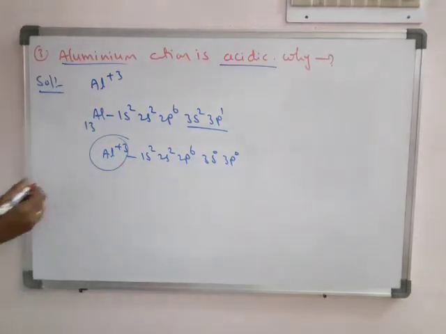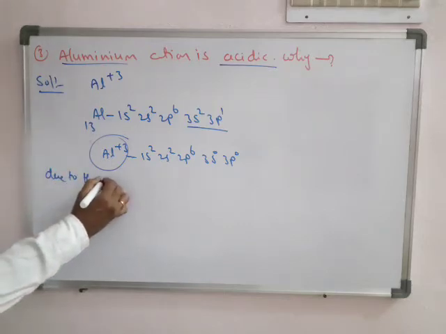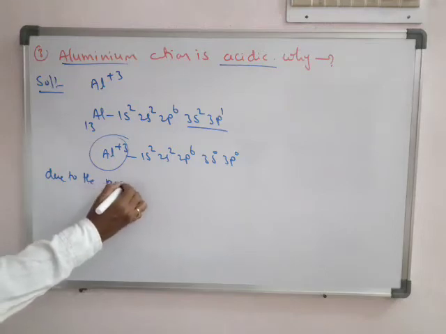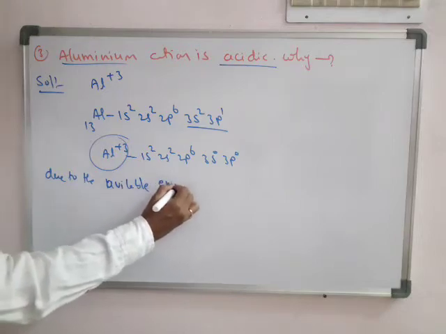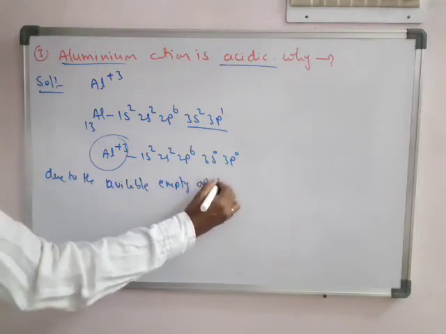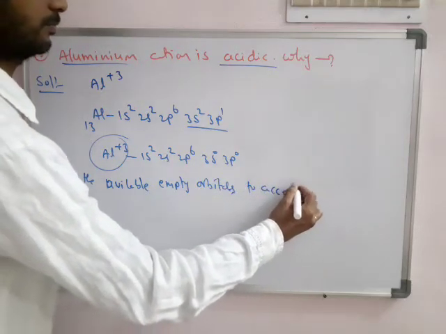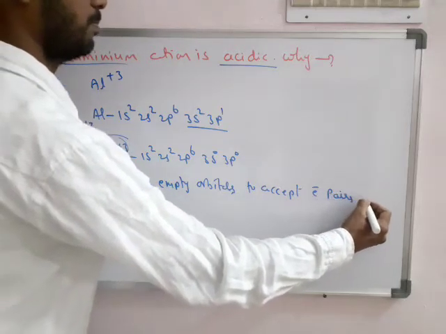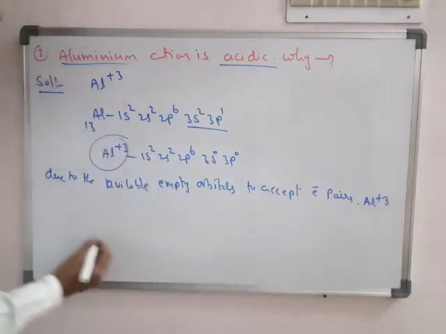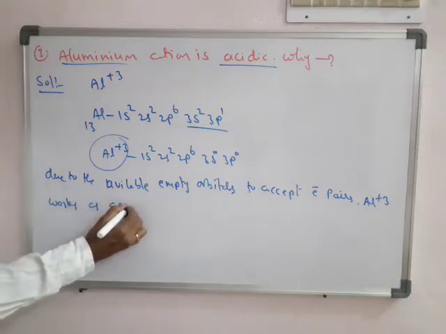So, due to the presence of available empty orbitals to accept electron pairs, Al plus 3 works as an acid.